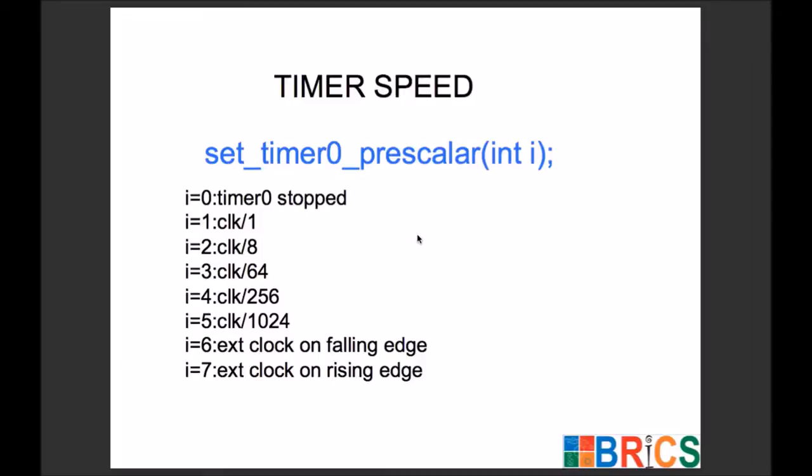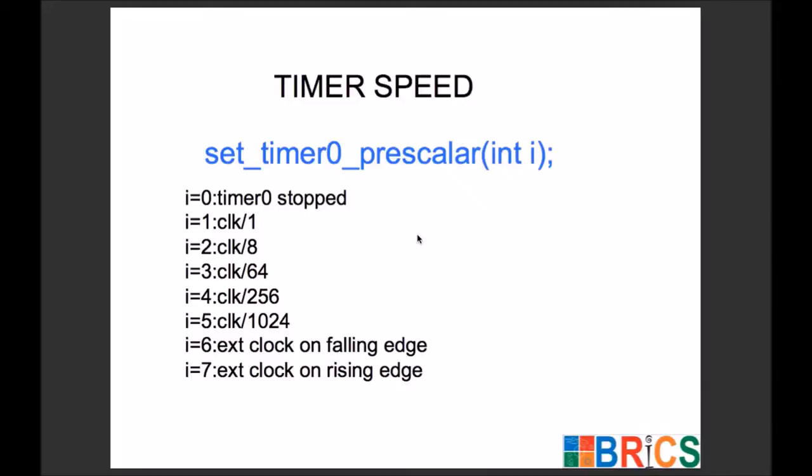Now if the prescaler value is equal to 2, the speed of increment will be divided by 8 exactly. Similarly, if we set the prescaler equal to 3, the speed will be divided by 64. If we set it to 4, the speed will be divided by 256, and if we set it to 5, the speed will be divided by 1024. So in case of prescaler equal to 5, the overflow condition will occur only around 4 times per second. Now there are two more values of prescaler, that is 6 and 7.